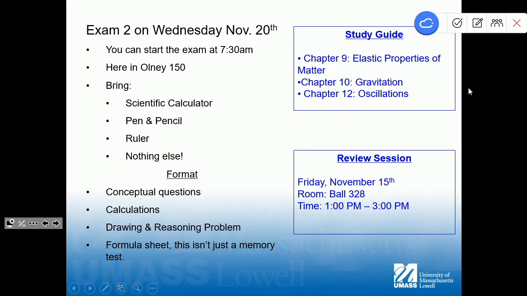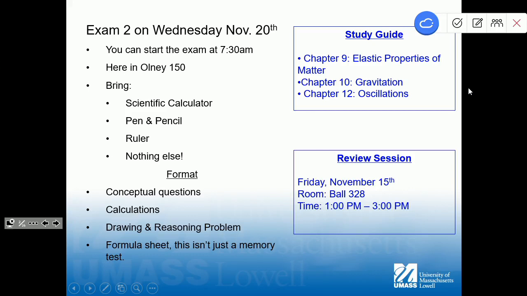Review session, there is one. It's this Friday, 1 p.m. to 3 p.m., Hall 328. I will update Blackboard with the review session information. The formula sheet for the exam will become available sometime today and on Blackboard.